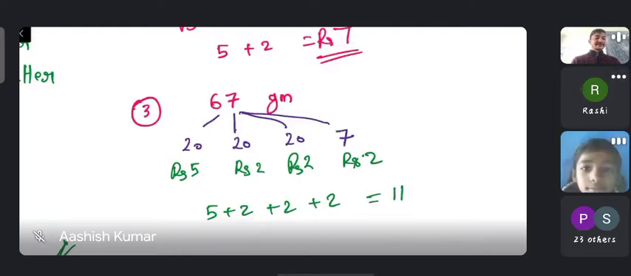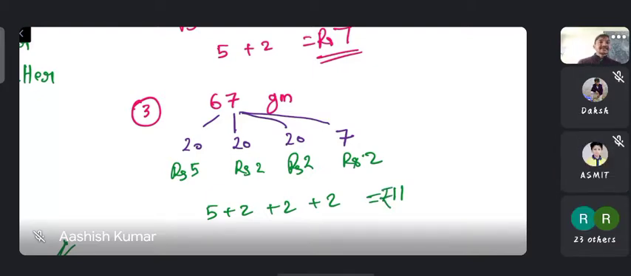11 rupees is the answer for the 67 gram letter. Got it?